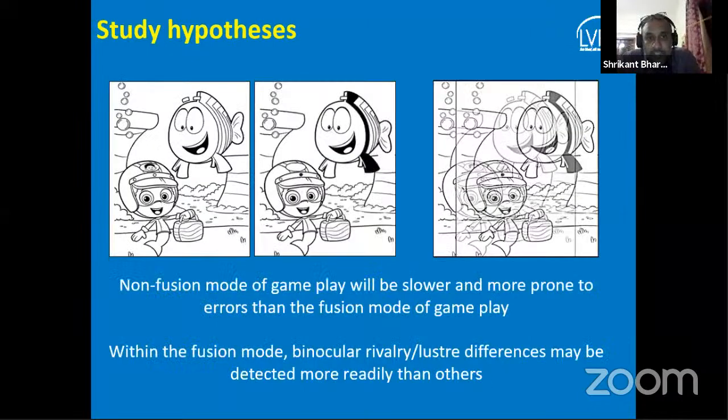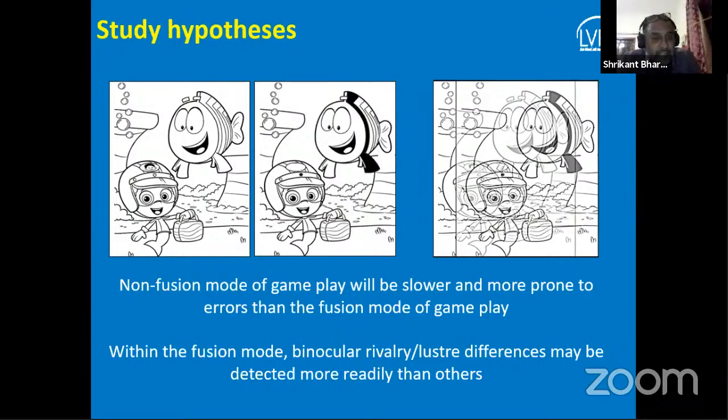Is that what it is? So the study hypothesis is that the non-fusion mode of gameplay will be slower and more prone to errors than the fusion mode of gameplay. Now, the two outcome variables that we are going to track here are how long it took an individual to play this game in the two modes of gameplay, and second, how many errors that individual made. These are the two outcome variables.